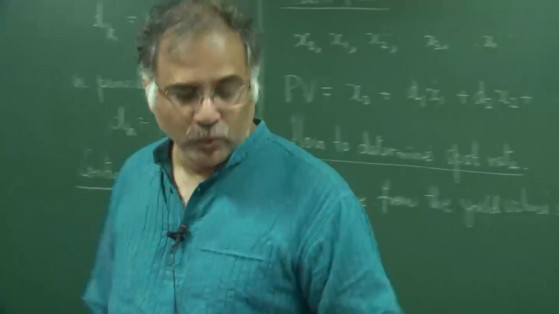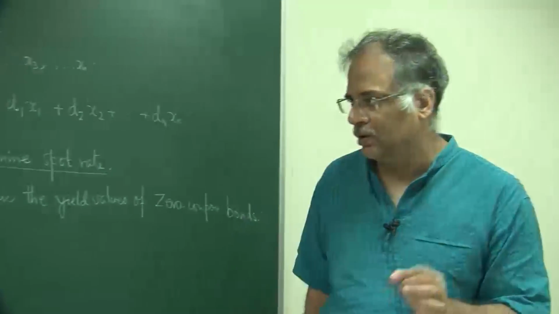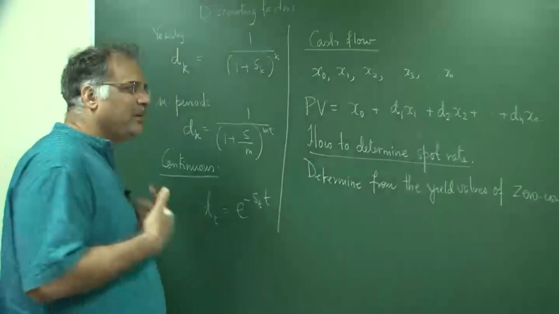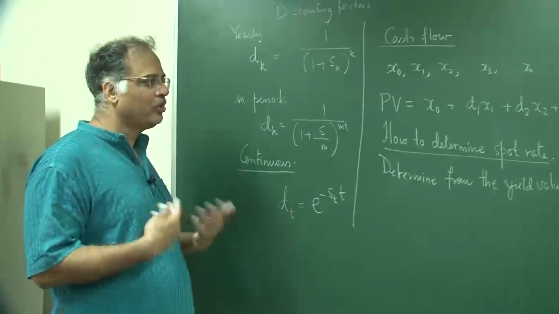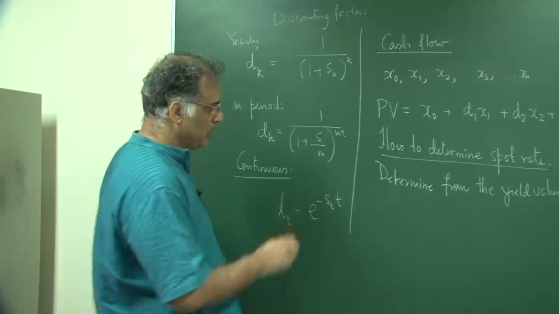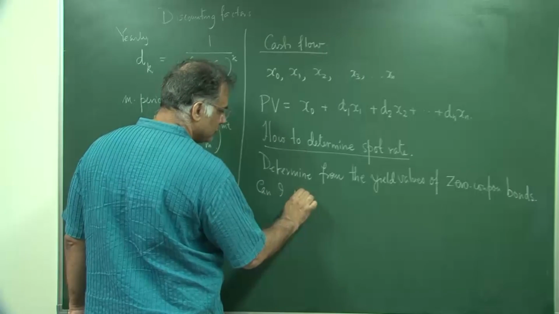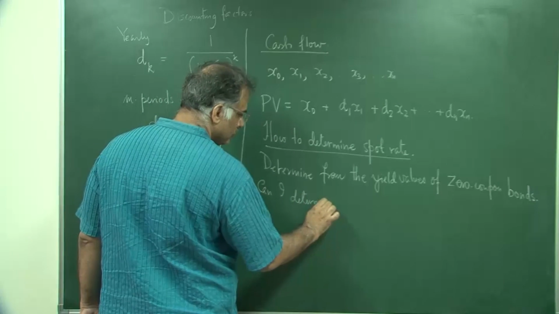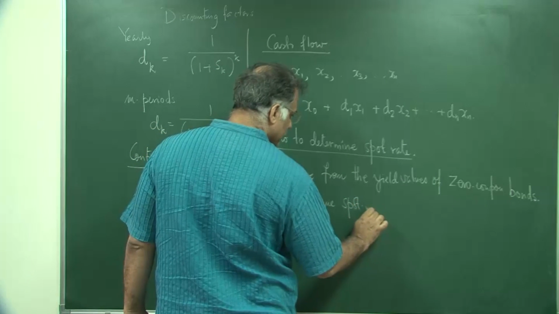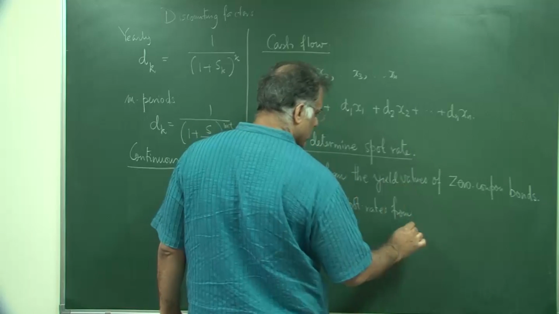Now suppose you have a coupon paying bond, which say pays a yearly coupon of C. So can I determine spot rates even if I have a coupon paying bond? So the question is, can I determine spot rates from coupon paying bonds?